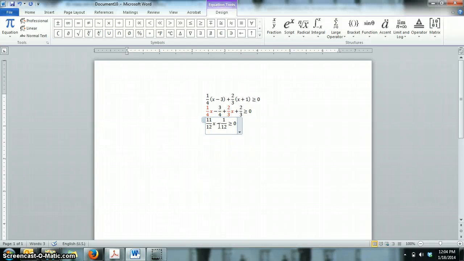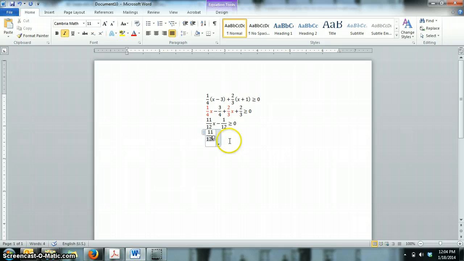So here's probably the step where you got stuck. You look at this and you say, I'm not really sure what to do. Well, what you do is you move the stuff that doesn't have an x over to the other side. This is a -1/12, so what we'll do is we'll add 1/12 to both sides. So it's going to be 11 over 12 x. Oops. This is a lot easier when I don't have to type it all out, but we'll make it work.